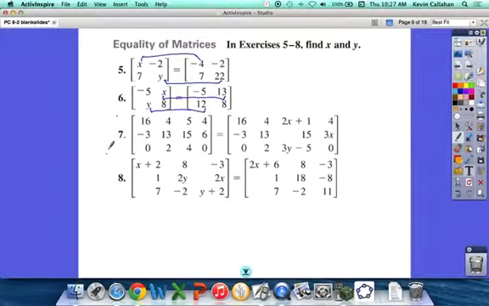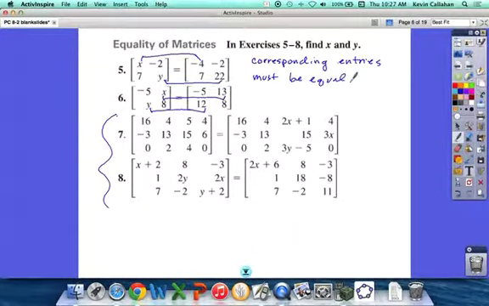Now, when you get down to the last couple, they're a little more complicated than that. There might be a little bit of solving to do. Like in this one here, you could see the 16 and the 4, they match up. But the next one you'll have to solve. 2x plus 1 equals 5. Solve for x. But that's the principle. Corresponding entries must be equal.